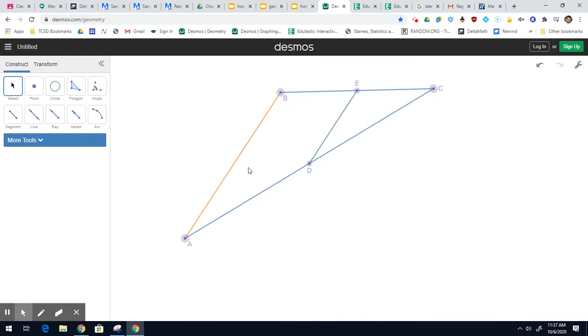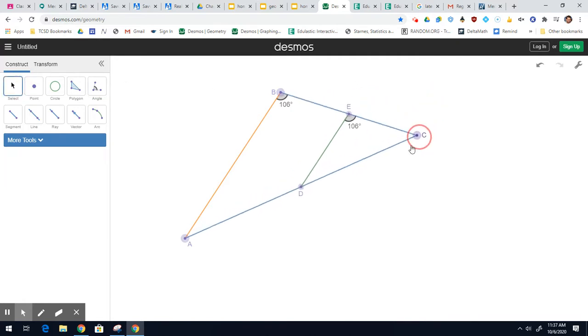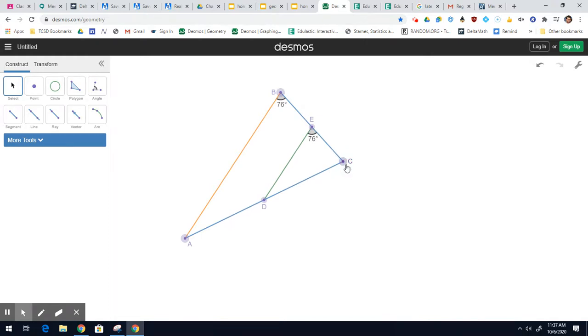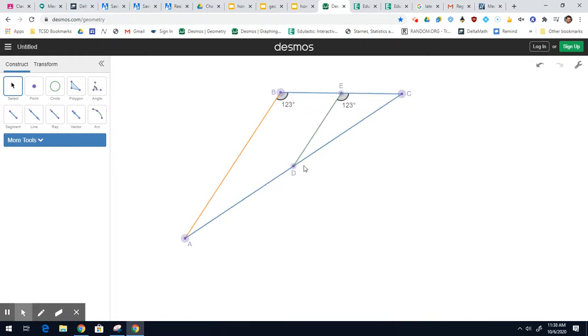How can I check to see if they're parallel? I can use one of our pairs of angles with parallel lines. Let's use corresponding angles. Let's measure angle B: A, B, C. That's 125. What other angle should be 125 degrees? The angle at E. Let's measure D, E, C. Look, 125. And if I move C, look at the angle measure: 99, 99, 76, 76, 123, 123. They stay the same. If corresponding angles are congruent, lines are parallel.